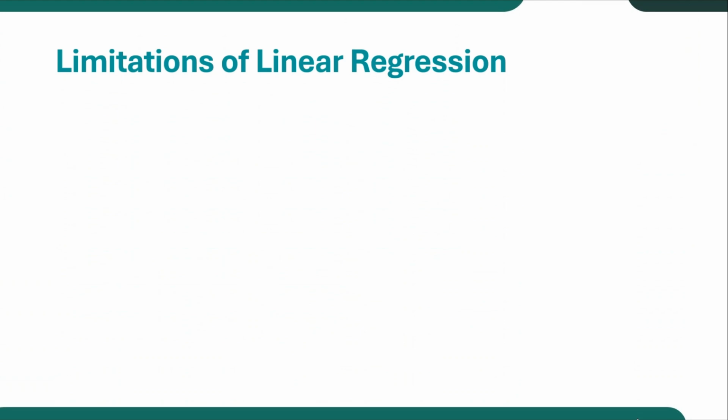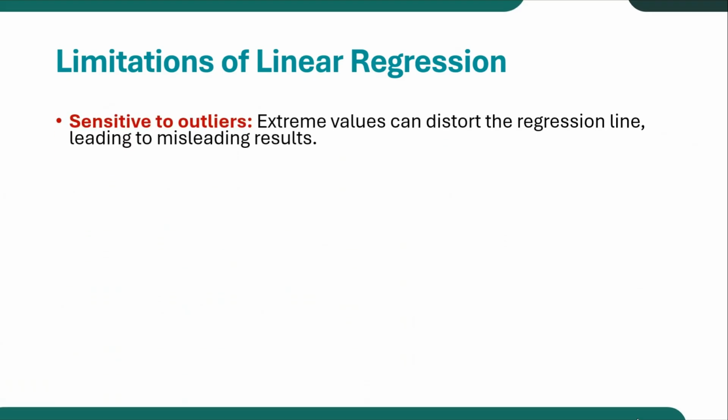Now, let's talk about limitations of linear regression. Sensitive to outliers. Linear regression is highly affected by outliers. Even one extreme value can pull the regression line off course and give misleading predictions. That's why outlier detection is critical during analysis.